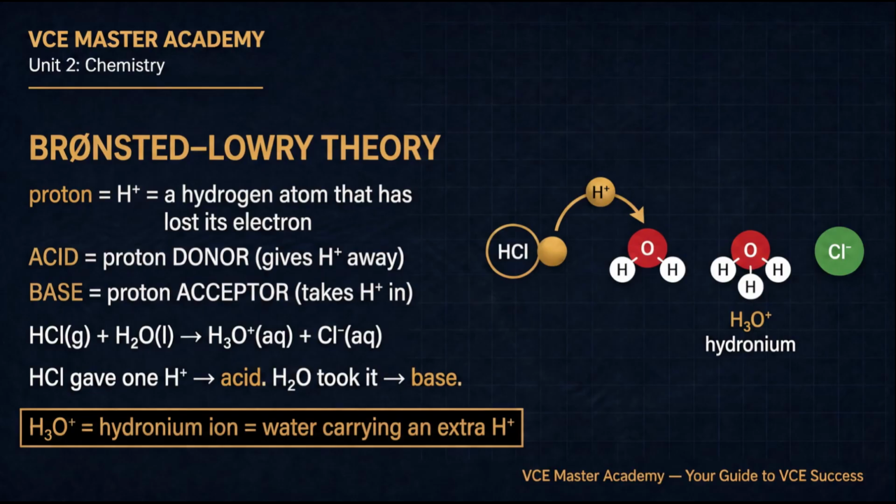Let's watch it happen. Hydrogen chloride gas dissolves in water. Look at the equation. HCl plus water makes H3O+ and Cl-. Follow the ball on the right side of the screen. HCl handed over one H+, so HCl is the acid. Water caught it, so water is the base. And that new particle, H3O+, is called the hydronium ion.